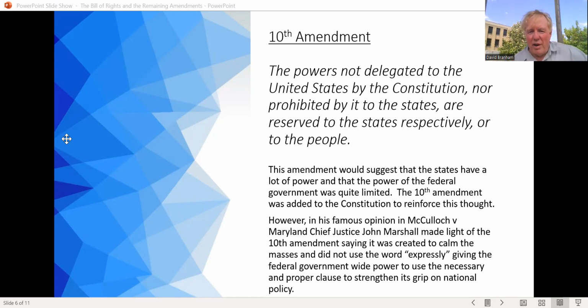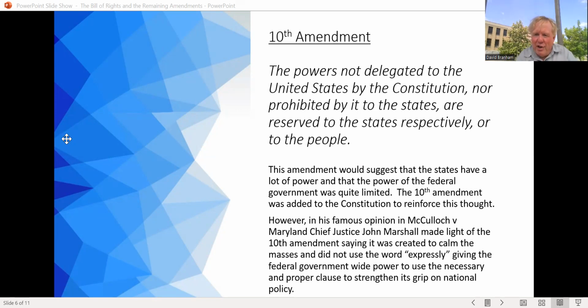I mean, we can start a national bank because we need it to form a Navy, and we can tax because we need that, and so forth. It gives the federal government a very extensive amount of power. And so John Marshall said the necessary and proper clause allows the federal government to do that. So the 10th Amendment is actually very weak by his interpretation.